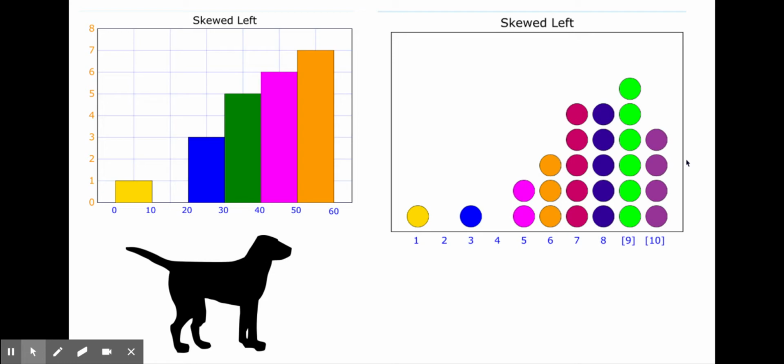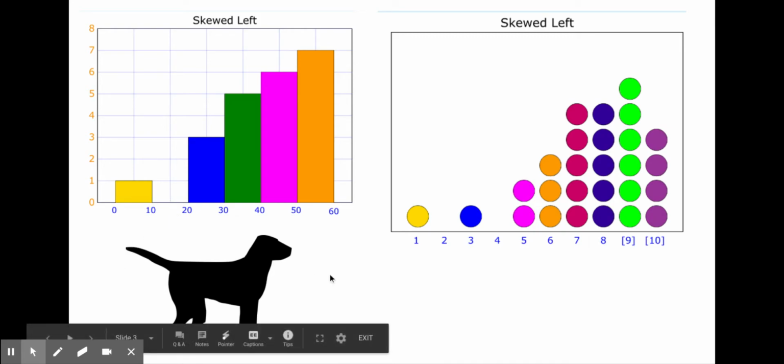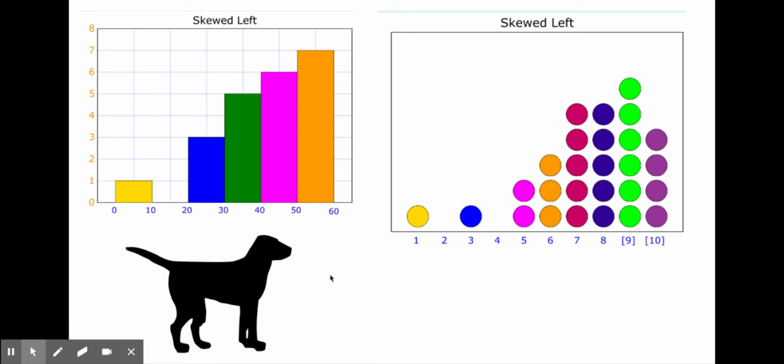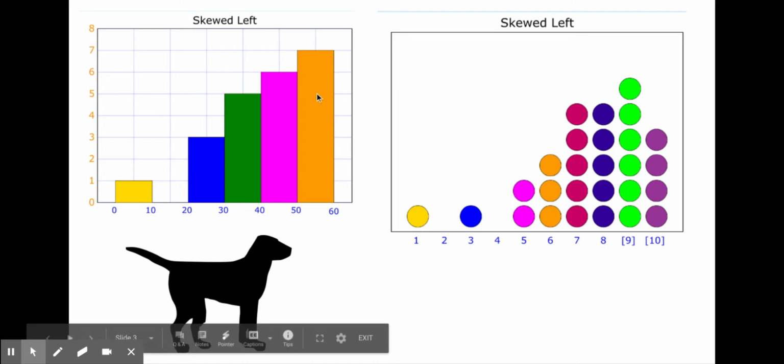Well, one way to remember this is to think of looking for the tail or the small amounts of data. And in this case, the tail is off to the left, just like the tail on this dog is. So we call a distribution skewed left when its tail is off to the left-hand side. And that means the bulk of the data points are on the right-hand side.